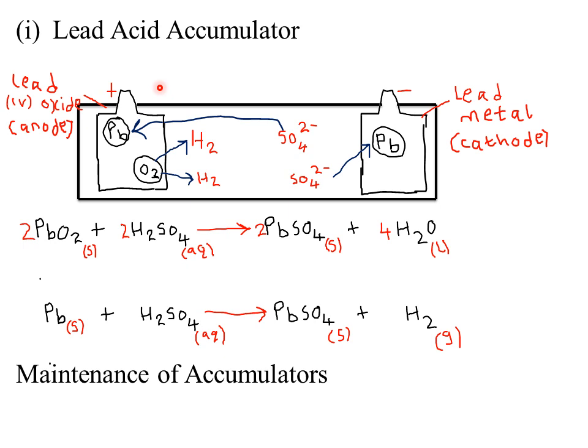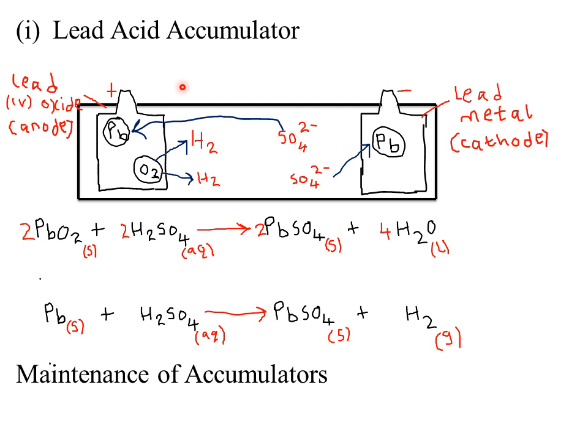Then the surface area and the number of plates in a given cell determine the current flowing capacity of the battery. The charge, or simply the electrical energy stored, is directly proportional to the surface area of the plates. So the larger the surface area of the plates of the lead acid accumulator, the more electrical charge it will store.